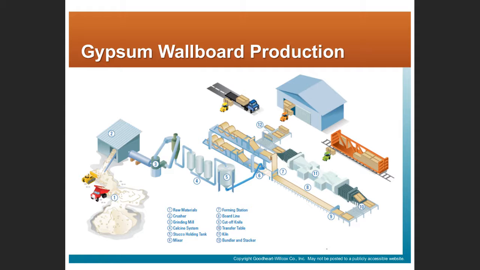So gypsum is, kind of similar to the production of cement, we take raw materials, we crush them up, we grind them, we process them, and then we pour them out between layers of paper and, number 11 is a kiln there, we bake them. Yes, I think those terms are synonymous with each other. Wallboard or gypsum board, gypboard, GWB, they're all typically talking about the same thing.